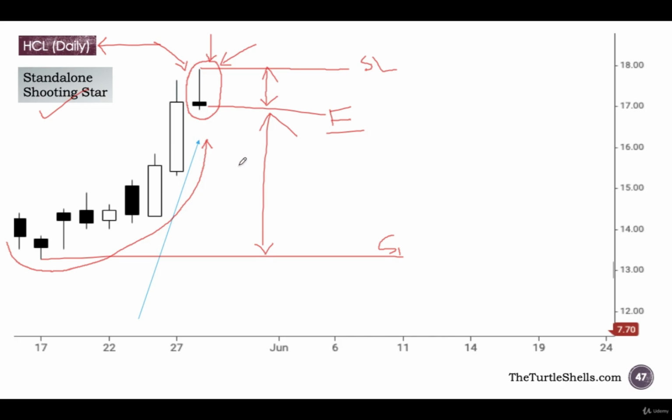For this white candle, if you compare the shadows, the upper shadow is quite bigger than the lower shadow. That was one bearish sign, but nonetheless, this was a very positive bullish candle followed by a shooting star. So that's an aggressive trade.